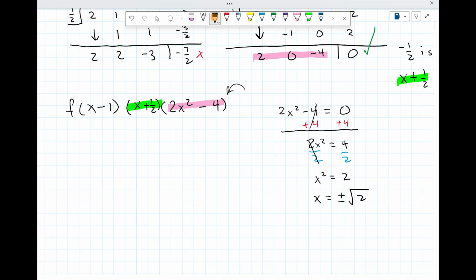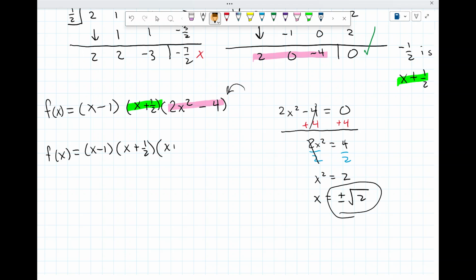Okay? I also wrote this incorrectly. It should have looked like that, so my apologies. All right, so now I can find the totally factored version of my original polynomial. And since these are my two roots, that means my two factors will be x plus the square root of 2 and x minus the square root of 2.